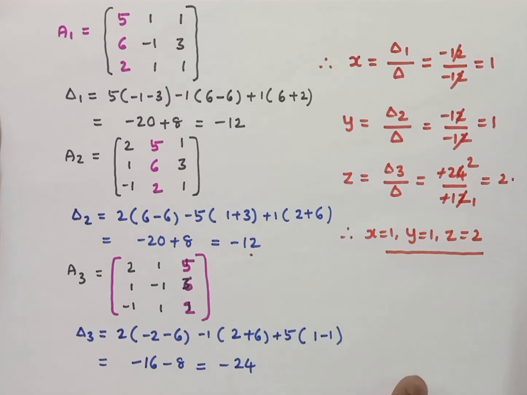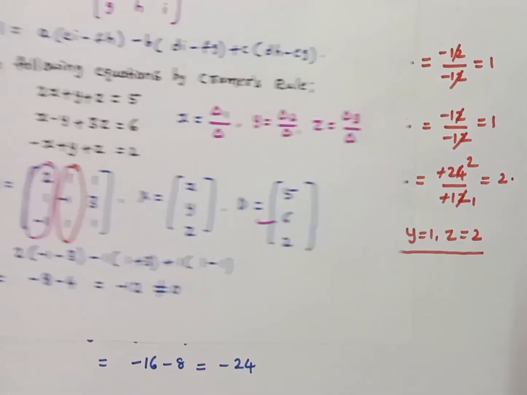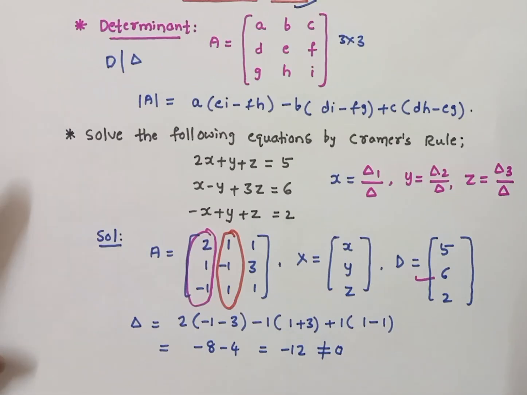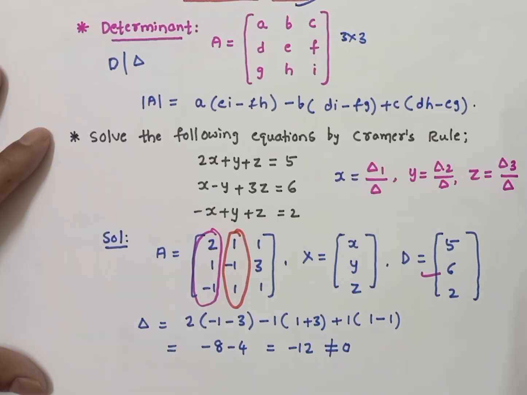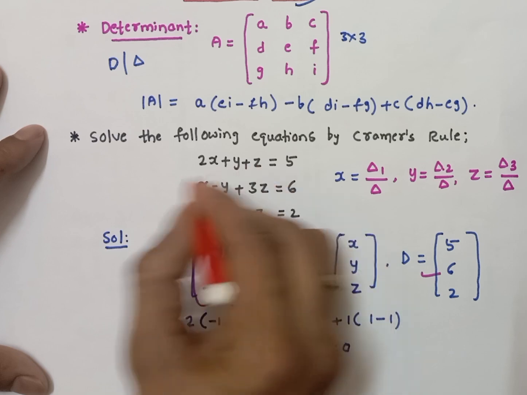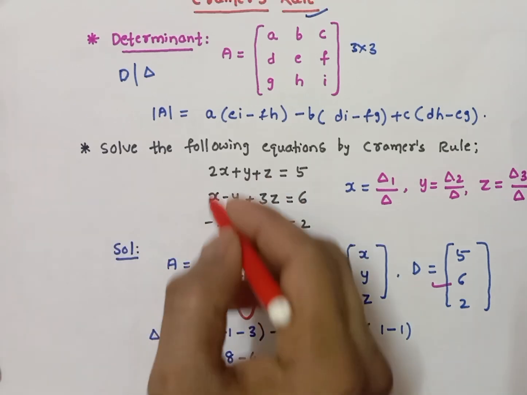So Cramer's rule is used to find the values of x, y, z of a system of linear equations, and we can check whether our answer is correct or not. We got 1, 1, 2. In a given equation, any one of the given equations you can substitute. You can take any equation. Suppose I'm taking the first equation, substitute the x, y, z values.